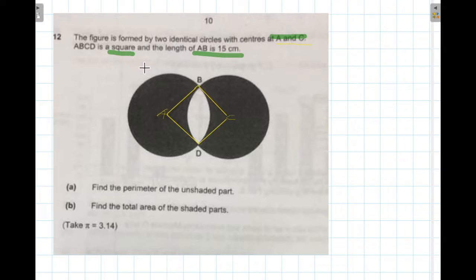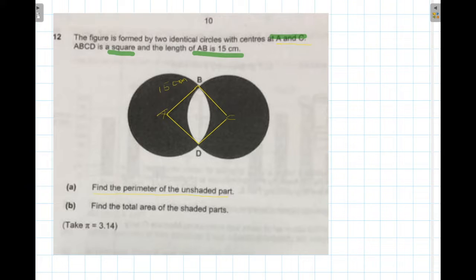So the figure below is formed by two identical circles, and ABCD is a square. A to B is 15 centimeters. If you know that A to B is 15 centimeters, it means that for the whole square you are able to find the area. Okay, never mind. Let's find the perimeter of the unshaded part. The unshaded part will be this part here, correct or not?